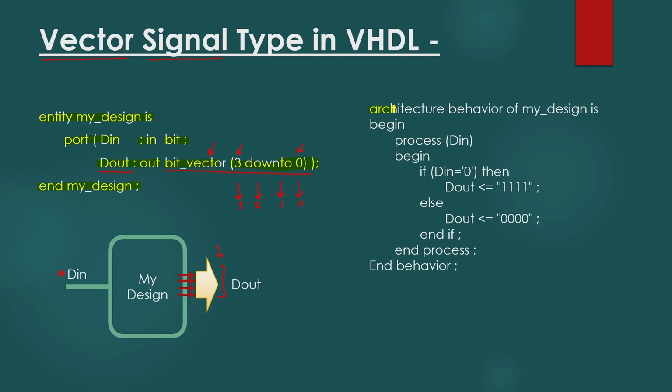Write architecture behavior of my design is begin process D in begin. If D in equals to 0, then output D out gets the value of 1 1 1 1 semicolon. Else D out gets a value of 0 0 0 0 semicolon. And if and process and architecture.